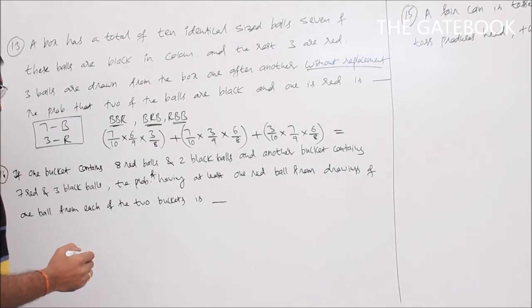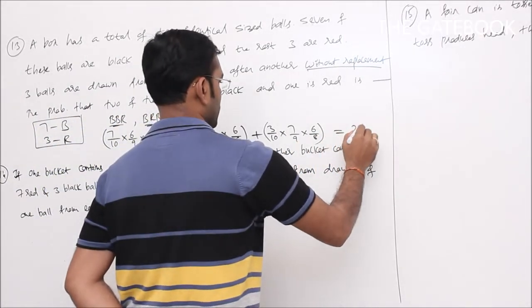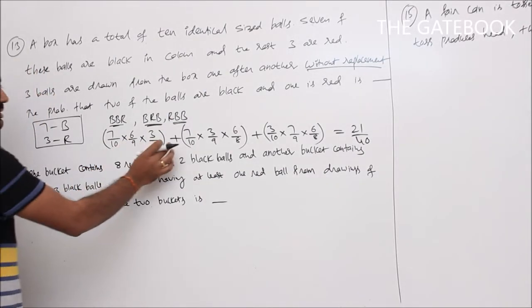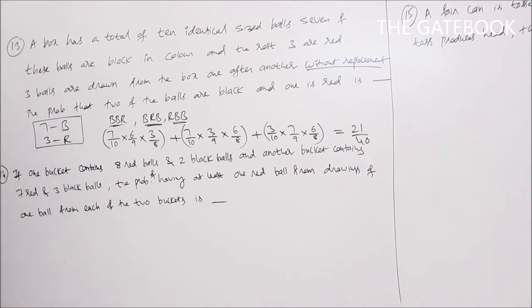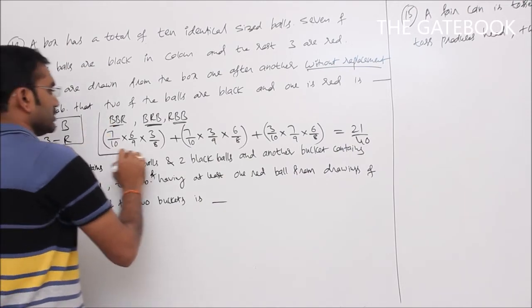We'll get, simplify this one. Finally, it will give 21 by 40. Multiply and add all these things and simplify. We'll get finally it will give 21 by 40. So this is the answer for the 13th question.